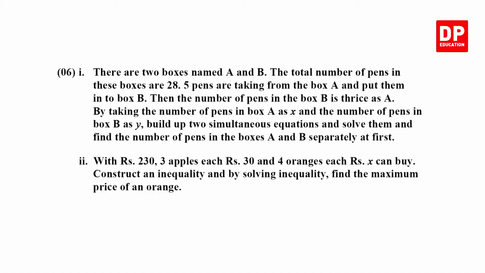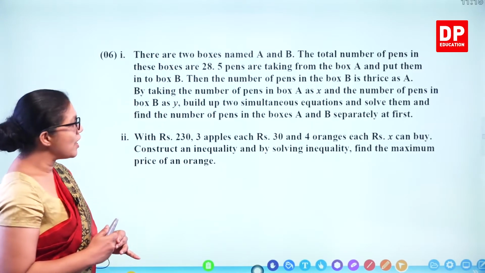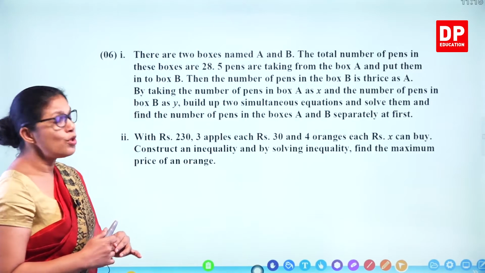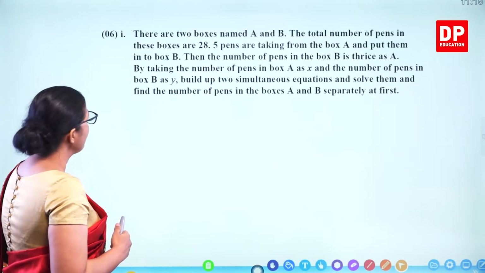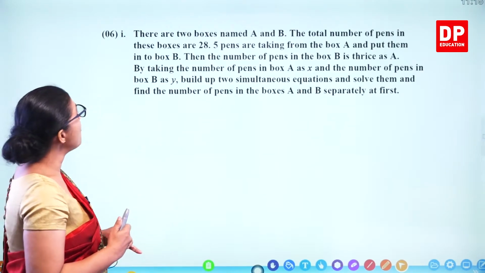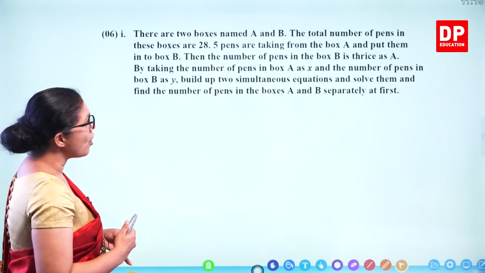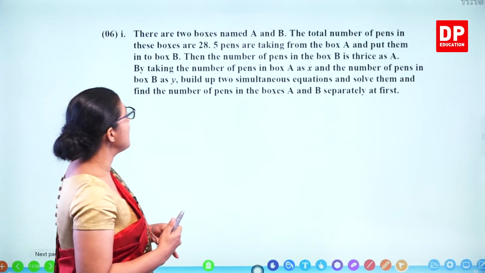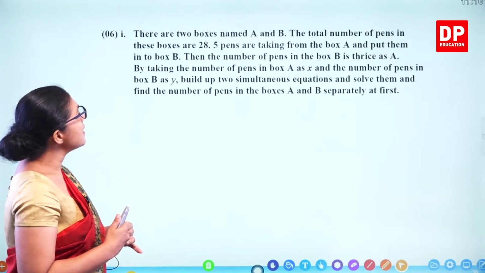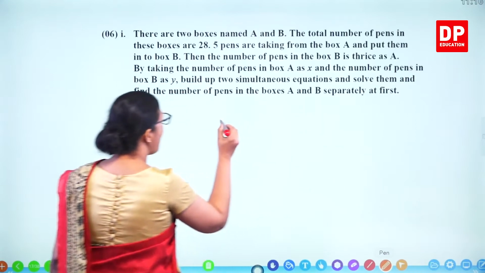Question number 6. So this is about simultaneous equations and solving simultaneous equations. So you get 2 parts. So we'll do step by step. There are 2 boxes named A and B. The total number of pens in these boxes are 28. 5 pens are taken from the box A and put them into box B. Then the number of pens in the box B is thrice as A. By taking the number of pens in box A as x, that's the most important part.